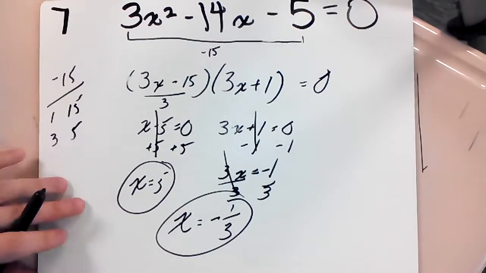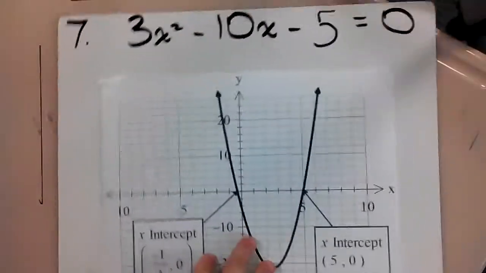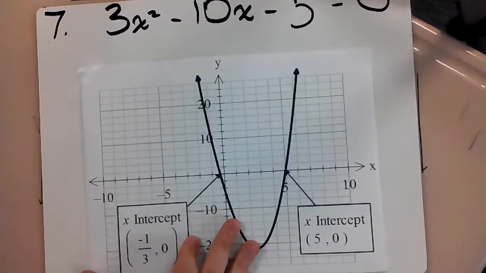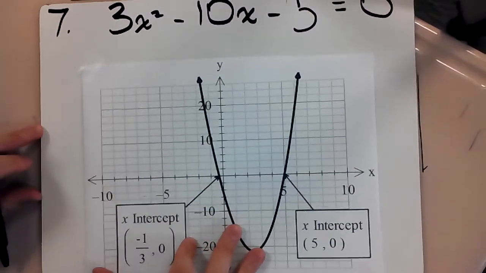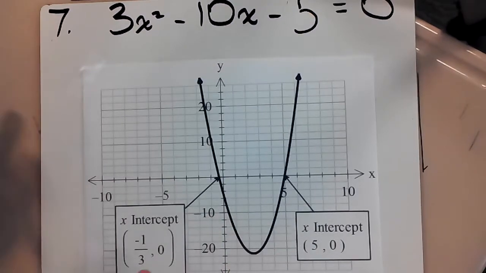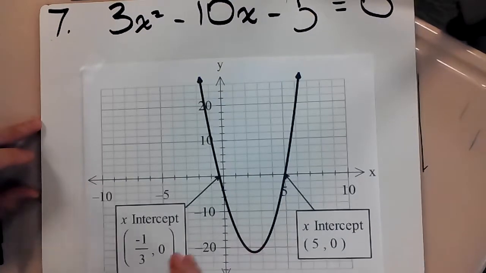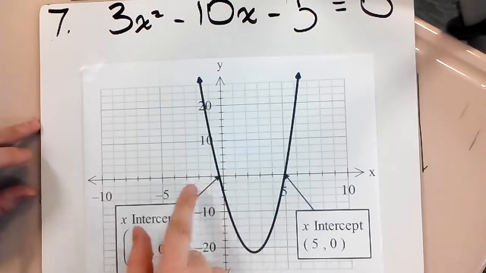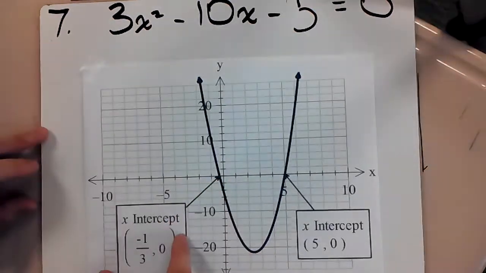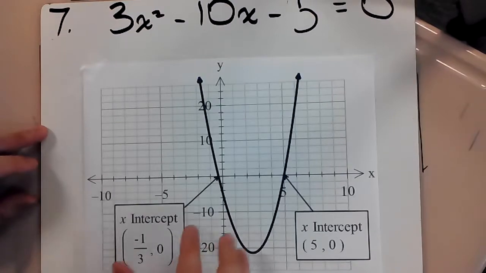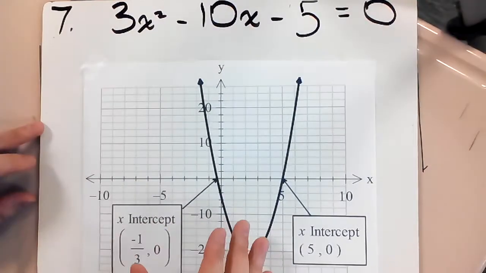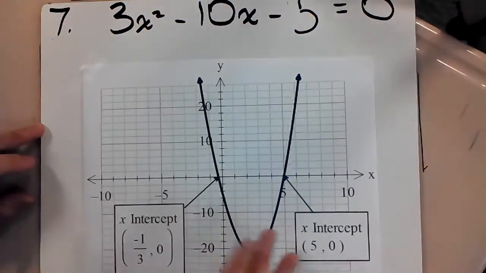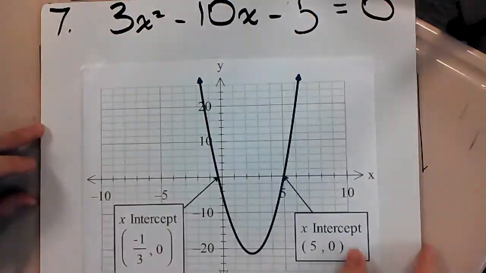Let's take a look at what that looks like on the graph for a second. Here's this graphed, and we said that the solutions were negative 1/3 and 5. We can see right there they're pointing at the x-intercepts. So remember, when we're factoring or solving a quadratic, what we're doing is finding the x-intercepts of this parabola. Okay, let's take a look at the next one.